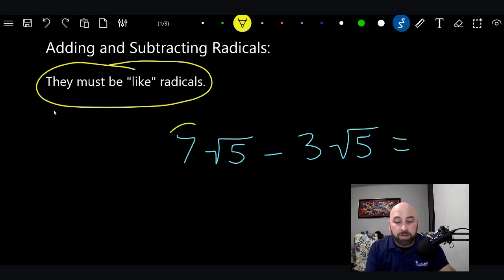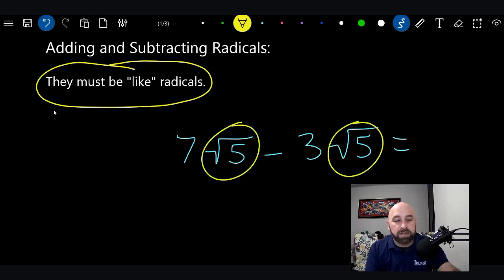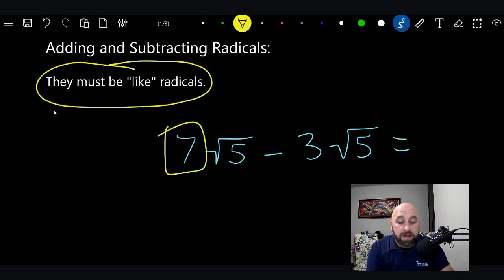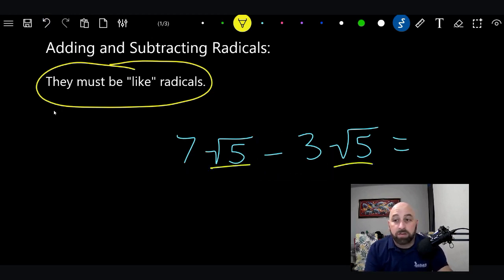You say, but look, a 7 and the 3, it doesn't matter, just like it didn't matter when we had a 3 and the 2 when we were adding the x. We can add the x because the x is the same. We can add these radicals because the radical's the same. It doesn't matter what's out front. We can add them because the radical is the same.